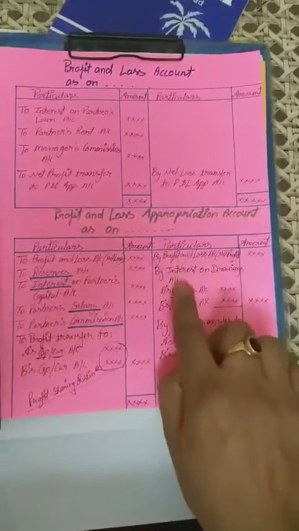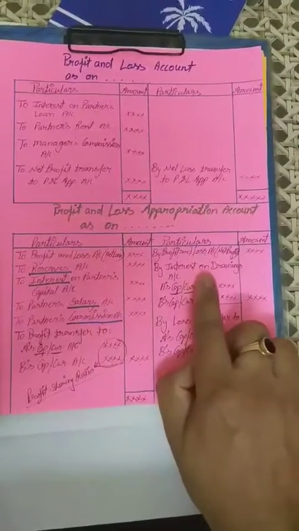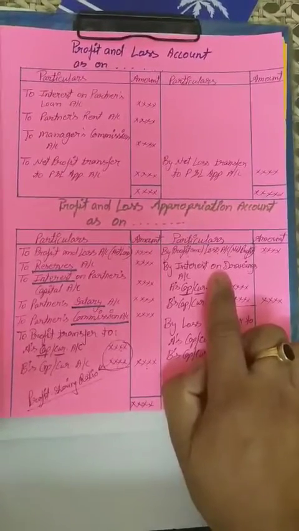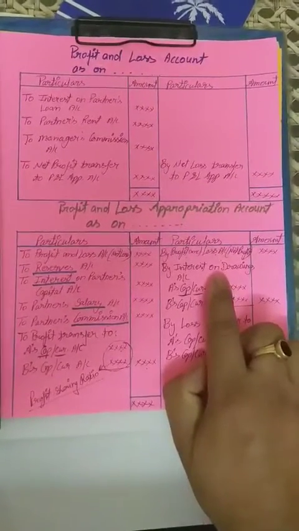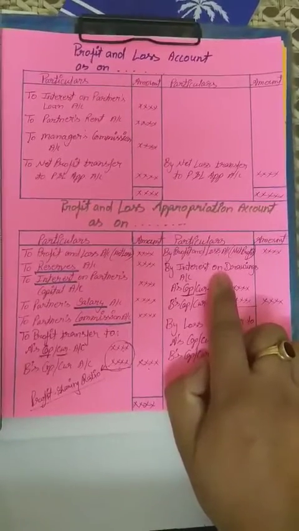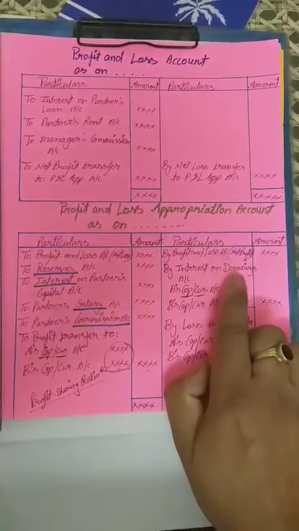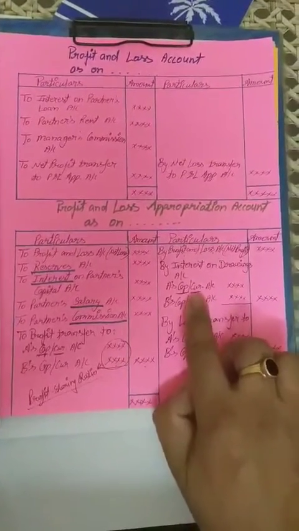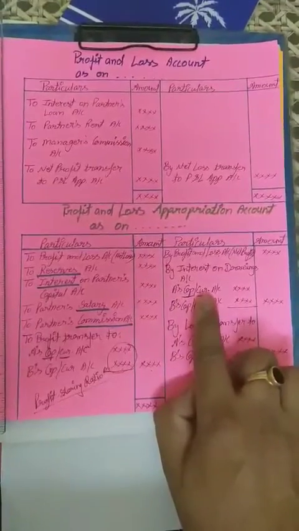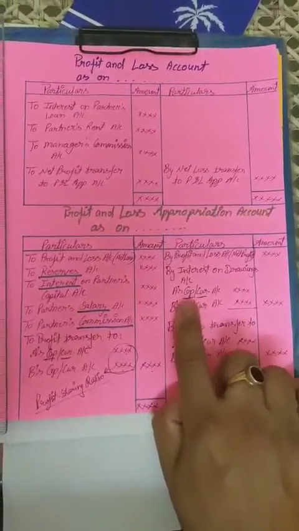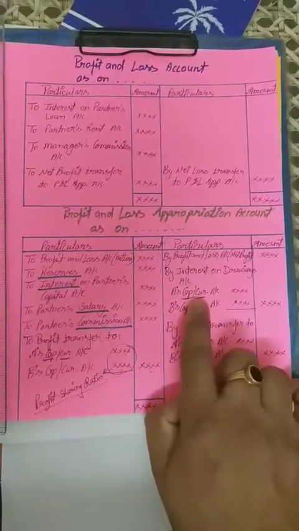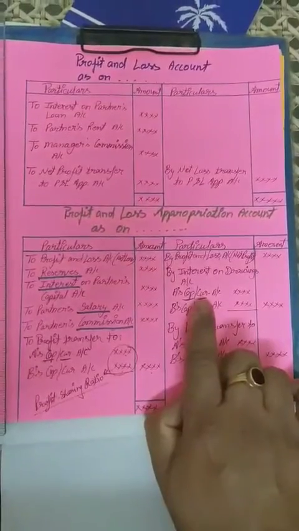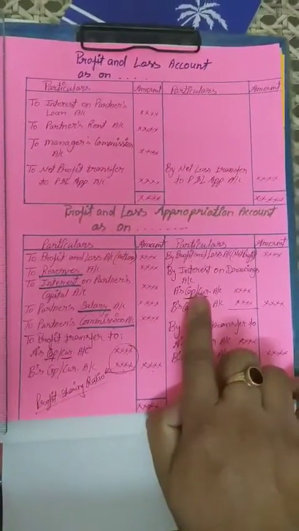And here I have written interest on drawings. Whatever drawings the partners have withdrawn from the firm, on that amount interest is charged, and they have to pay interest on drawings to the firm. So whatever the amount for A, whatever the amount for B, I have written CAP slash CUR. CAP means capital account, or A's current account. It depends on the method of capital.